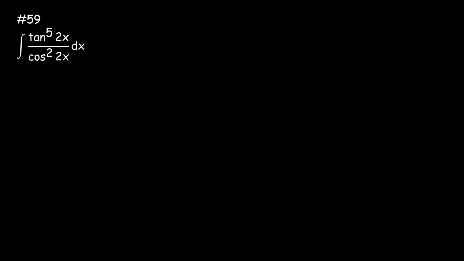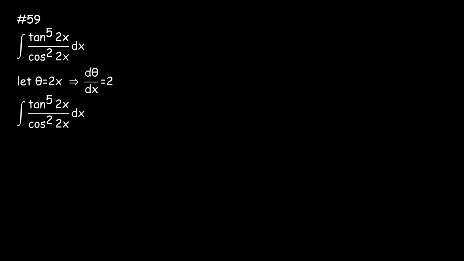So how about we first of all start by simplifying this whole question. We're going to let the angle, which is 2x, be equal to theta. d theta by dx will be 2, and therefore dx will be d theta over 2. I'm going to replace that into the original question, and we're going to have tan to the power 5 theta over cos squared theta times d theta over 2.